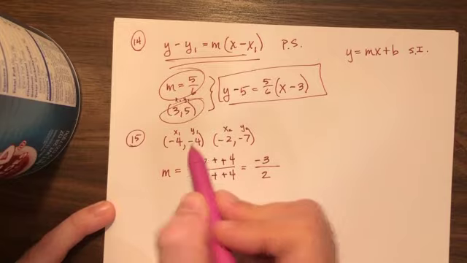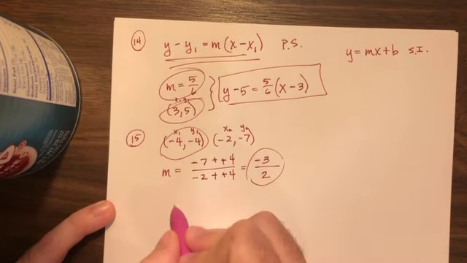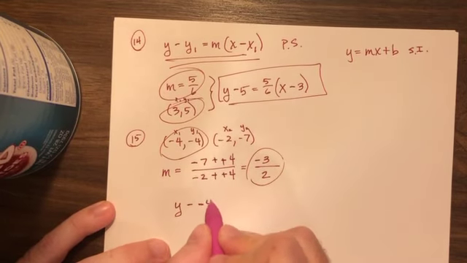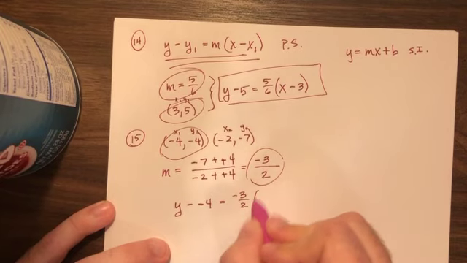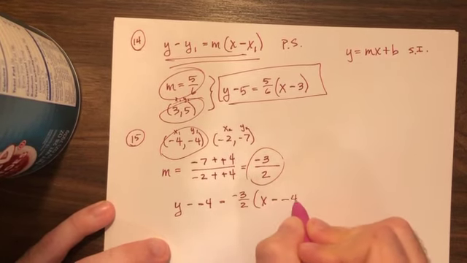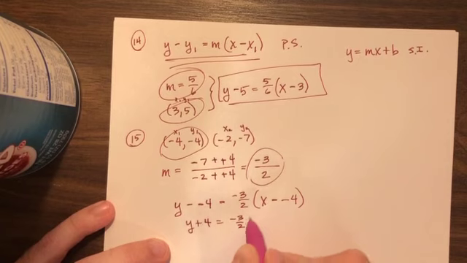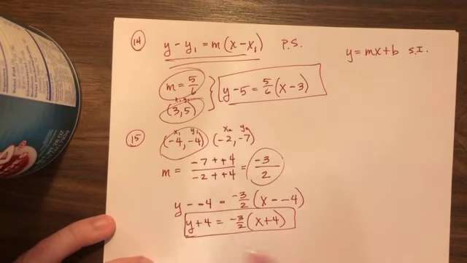And here's x1, y1 already labeled for us. So all I really need is this guy and this guy to put my equation together. Y minus -4, that's my y1. Slope is -3/2. X minus -4, which is my x1. So we end up getting y plus 4 equals -3/2 times (x plus 4) as the final answer in point-slope form.